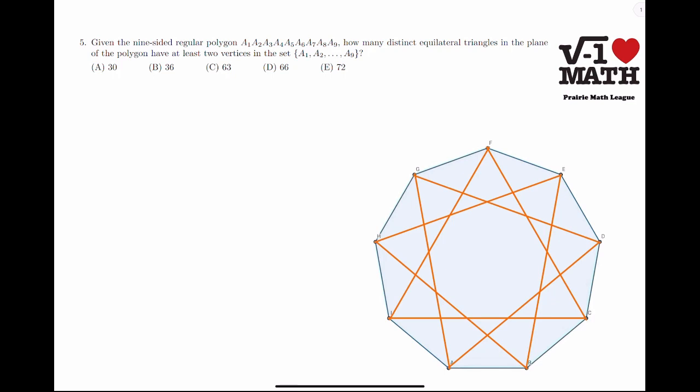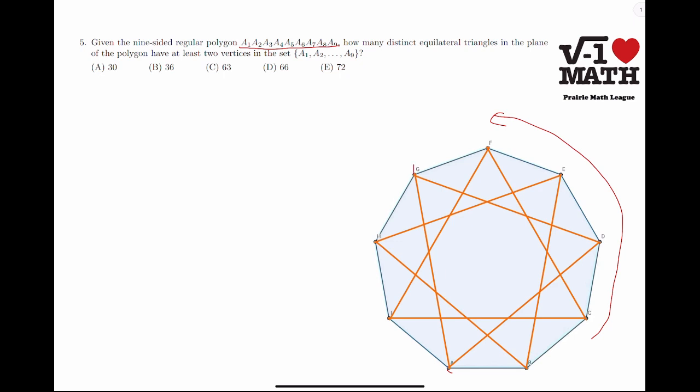Hello everyone. Today I'll show the solutions to problems 5 and 6 of round 172 of the Prairie Math League. For problem number 5, we're given the 9-sided regular polygon A1 to A9, and in this case I just labeled them A to I. And we're asked the number of distinct equilateral triangles in the plane that have at least two vertices in the set of points.